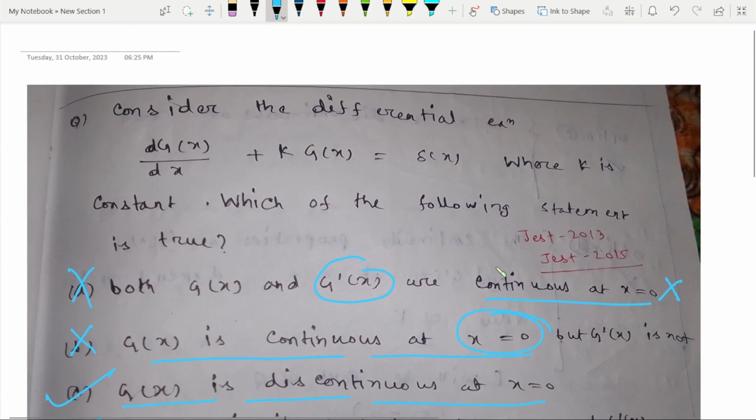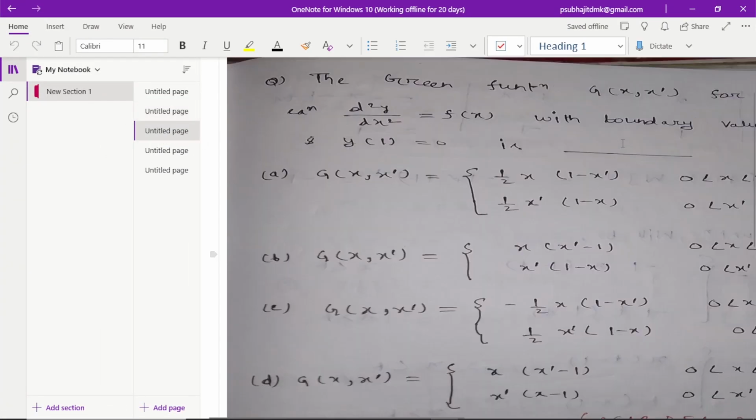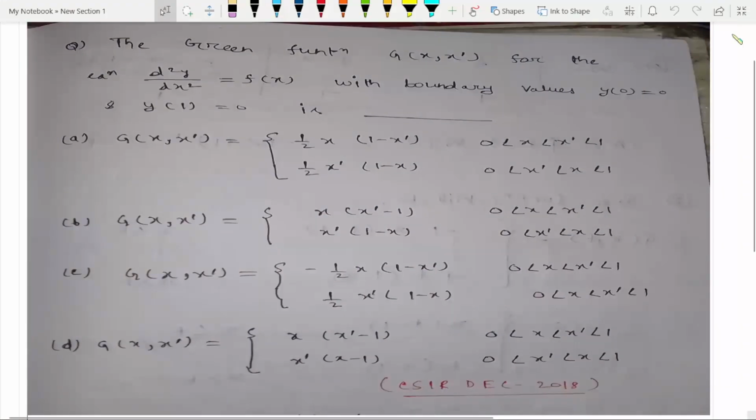Okay, so now I go to our next question. Okay, so our next question is this. Here given the green function, here the differential equation is actually given. This is our differential equation.